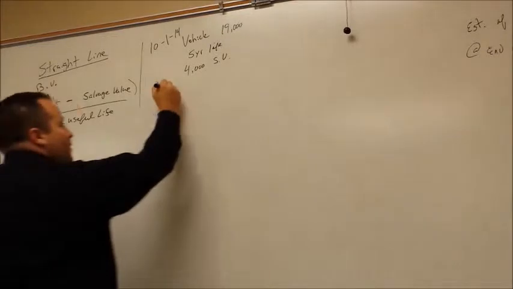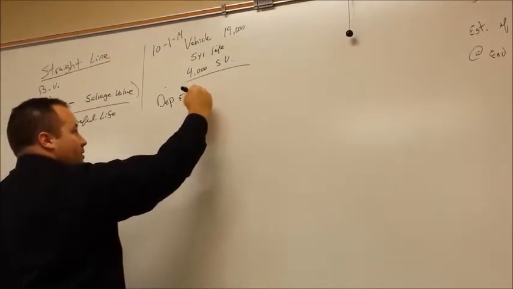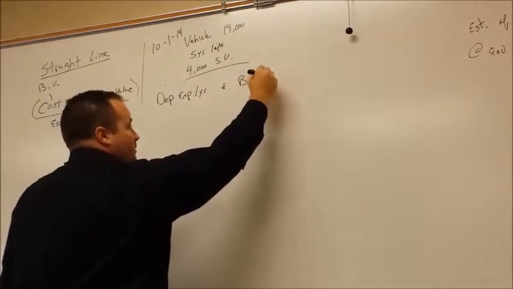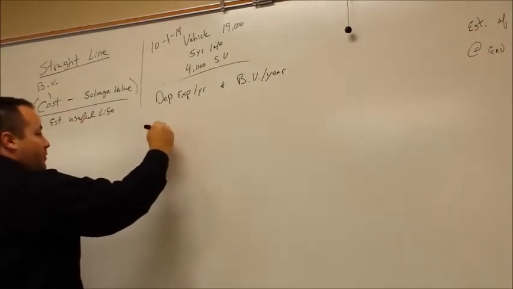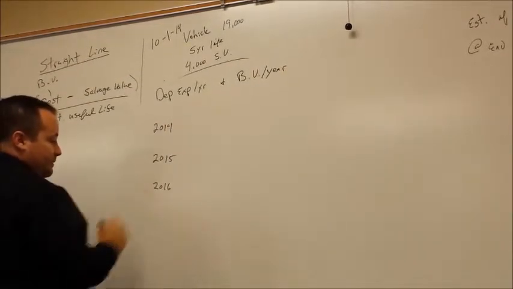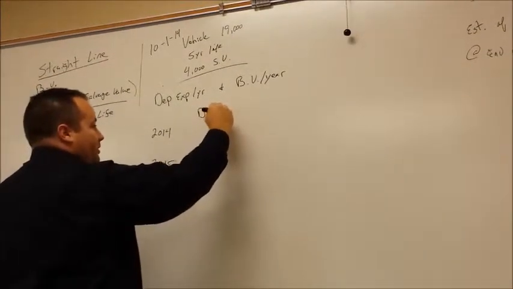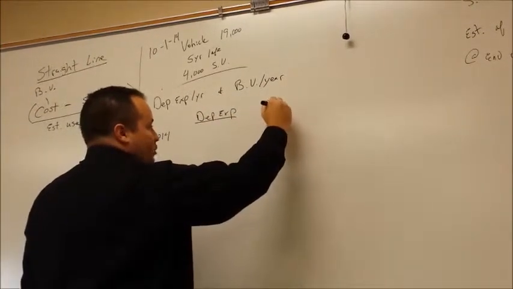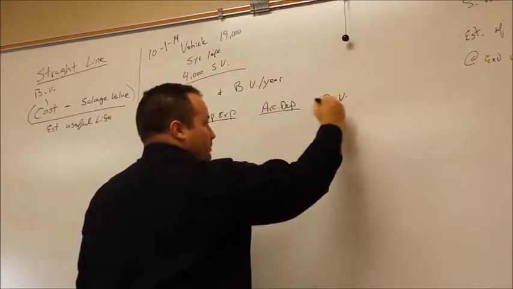Then I ask you, what's the depreciation expense per year? And what's the book value per year? I want you to tell me what they are for 2014, 2015, and 2016. So I would make a little chart. This is my depreciation expense column. I'm going to have an accumulated depreciation column, and then a book value column.